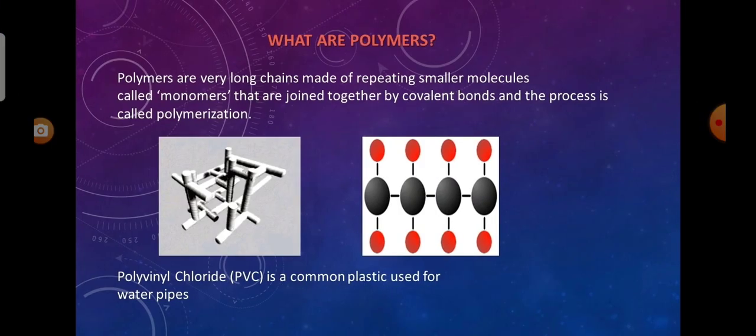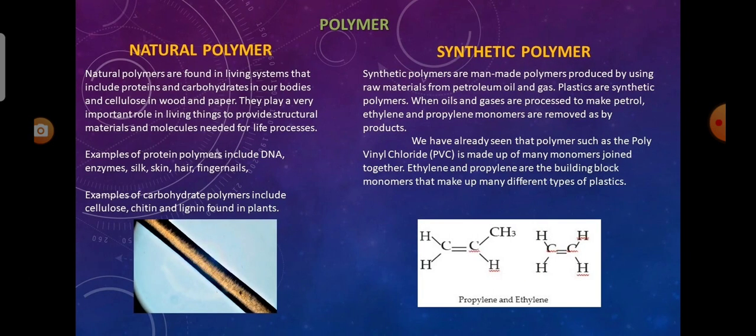What are polymers? Polymers are very long chains made of repeating smaller molecules called monomers that are joined together by covalent bonds, and the process is known as polymerization. For example, polyvinyl chloride is a common plastic that is used for water pipes. Polymers can be classified into two types. One is natural polymer, the other one is synthetic polymer.